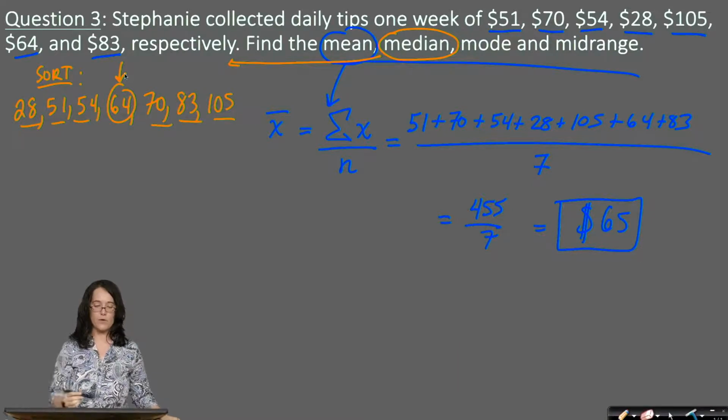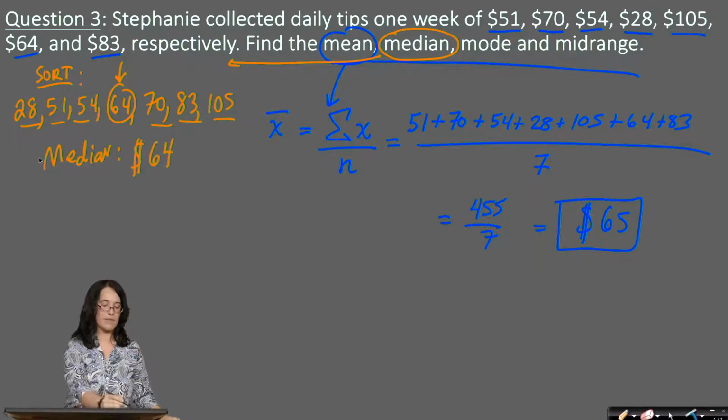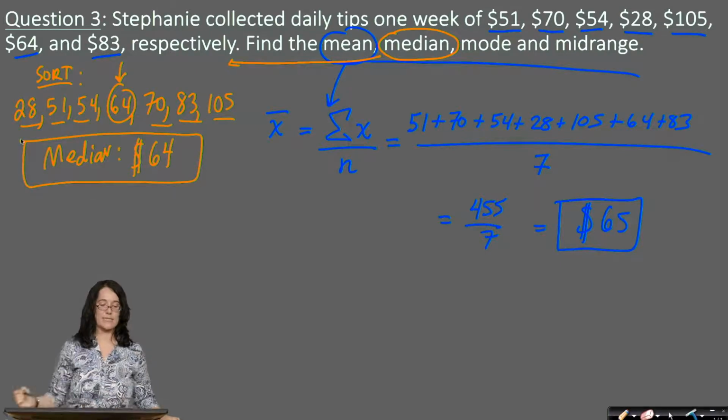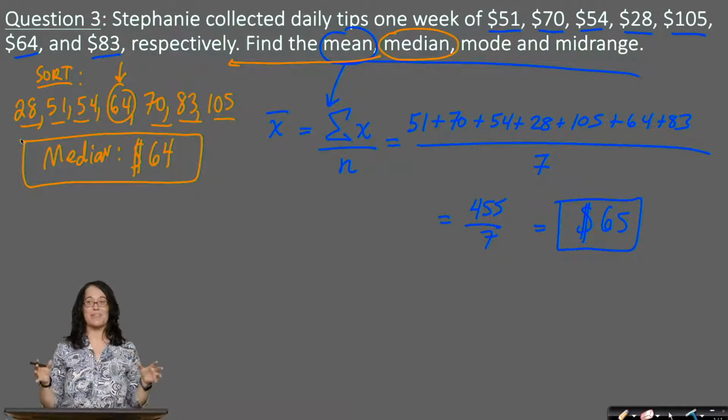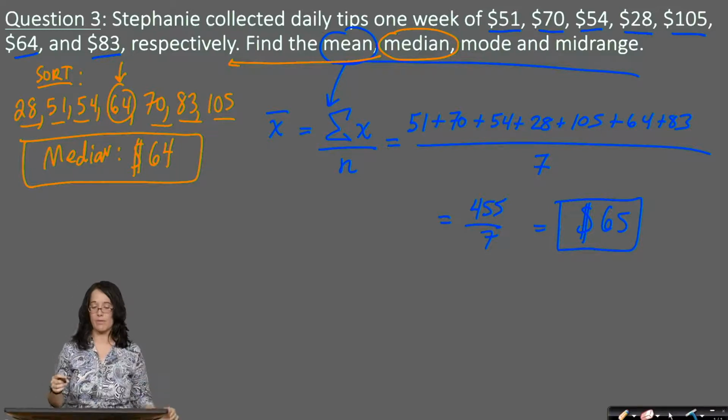So 64 must be my middle number. So my median is 64, exactly. So her median tip, the tip right in the middle of her data, was that $64 tip. But remember, sometimes there's a little more work to finding the median. If there were 8 days here, you would have had to find the 2 that were closest to the middle and take their average, okay? That would have been the median.